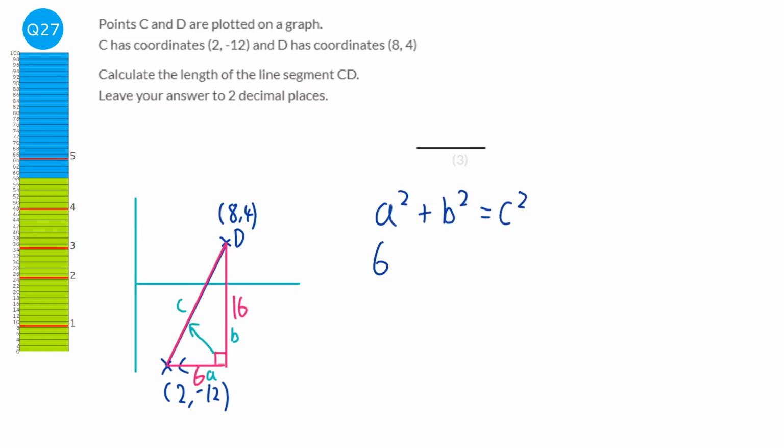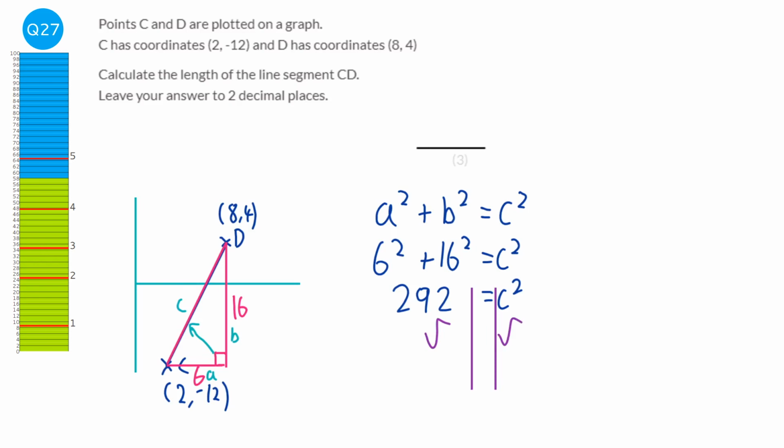A is 6, b is 16, and 6 squared plus 16 squared is going to be 292. And then we're just going to quickly solve this by square rooting both sides. And so we're left with 17.088 and so on is equal to C. And because it asks for 2 decimal places, we're going to write the answer of 17.09.